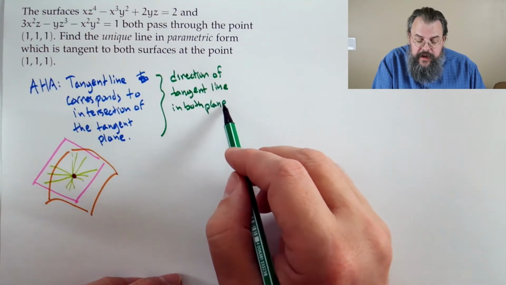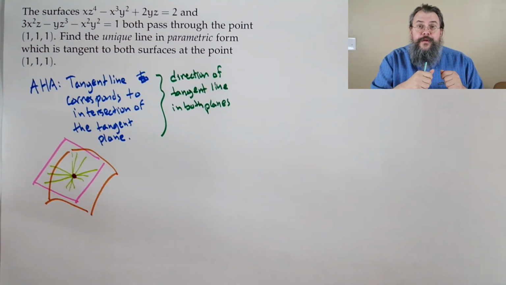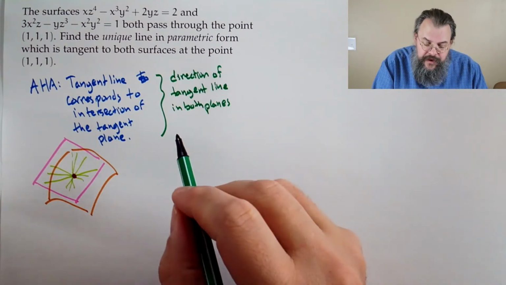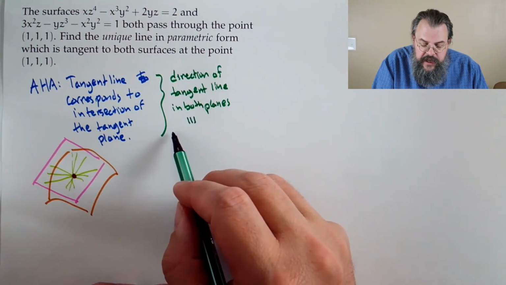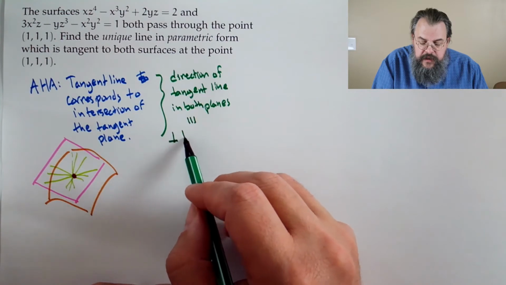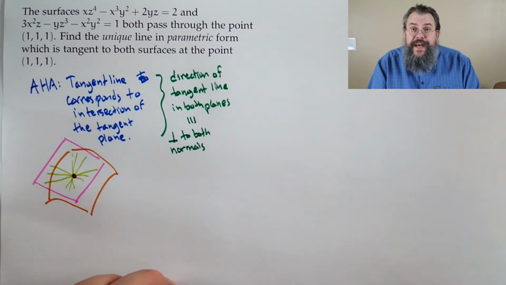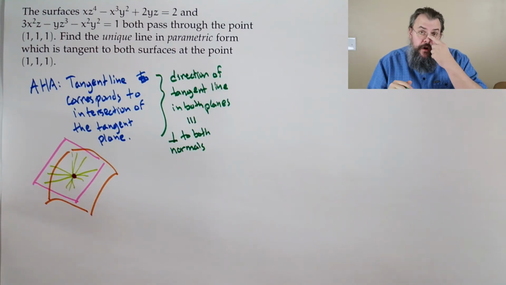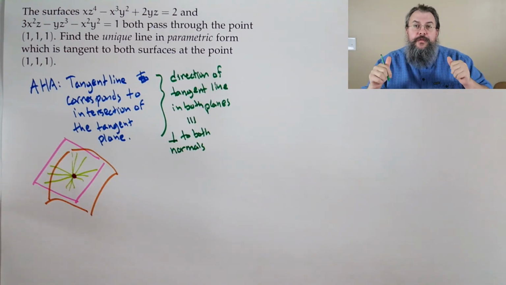Well, if I have a line that's in my plane, the direction of that line is going to be, and this is the important part, perpendicular to the normal. So, aha, that really corresponds to saying that our tangent line direction is perpendicular to both normals. And now, I think we can start to see our plan coming together. We need to find the normal vectors for our tangent planes. Now we have two normal vectors, and they're both perpendicular to our tangent line.